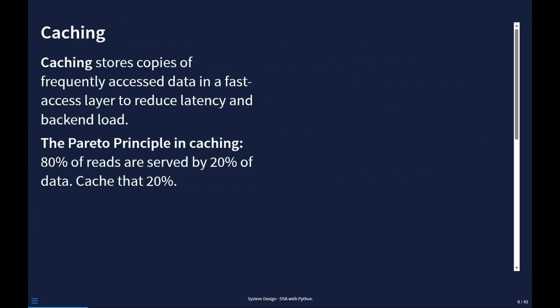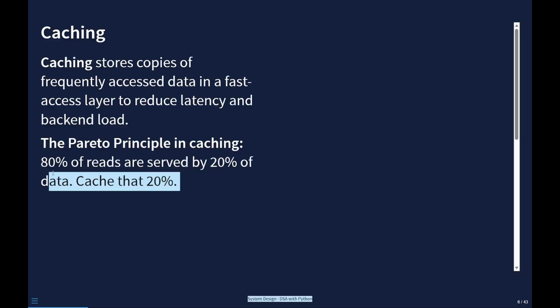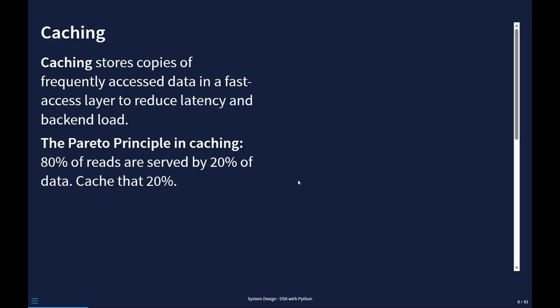If load balancing is about routing traffic, caching is about avoiding work. And in high-traffic systems, it is often the single biggest lever you have for performance. Caching stores copies of frequently accessed data in a fast access layer, usually in memory, like Redis, so that you do not have to go all the way to the database for every request. The insight behind caching comes from the Pareto principle. 80% of your reads are served by just 20% of your data. If you can keep that 20% in memory, you have dramatically reduced your database load.